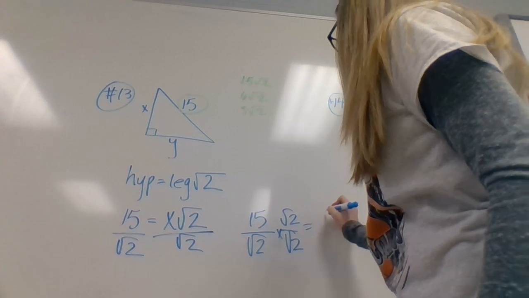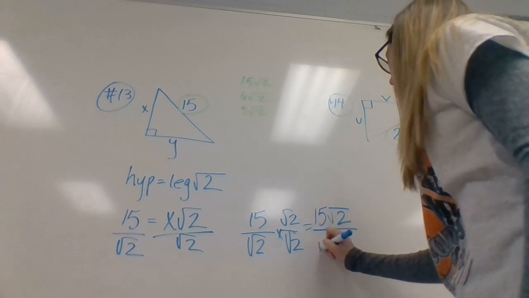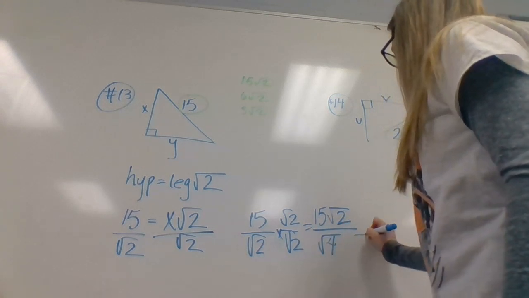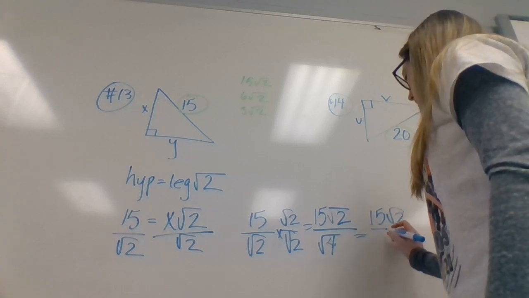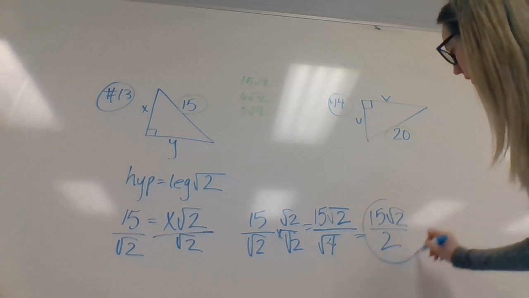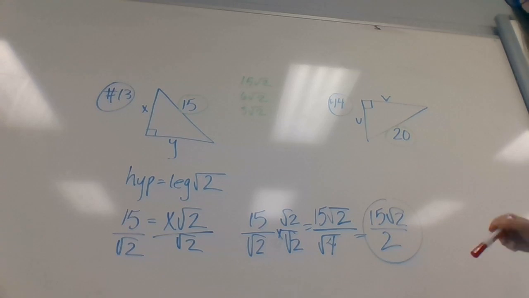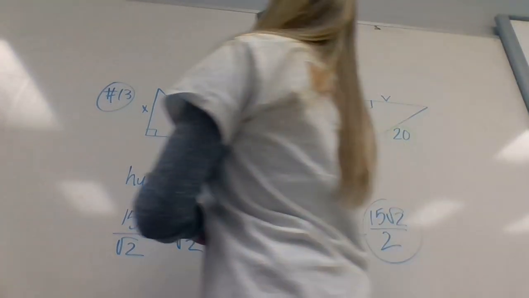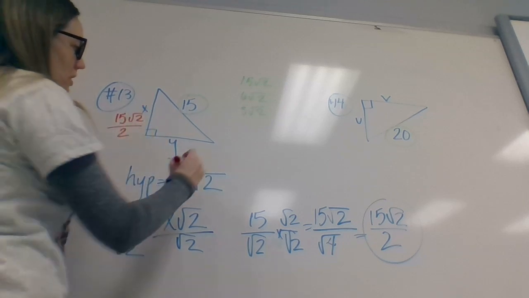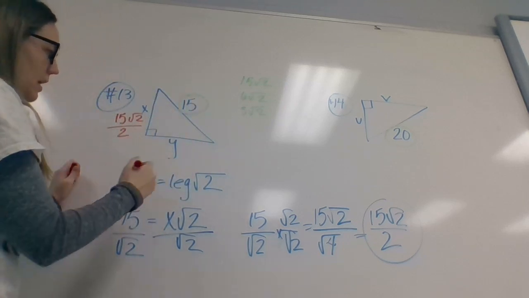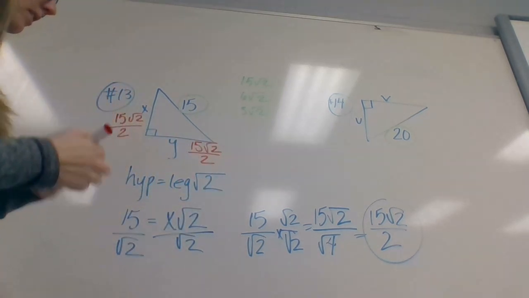So the top is 15 times root 2, so that's just 15 root 2. And then root 2 times root 2 gives me root 4. And I know that the square root of 4 is 2. So in this case, I can stop here, and only because I know, looking at my numbers out here, this 15 and this 2, I can't simplify this anymore. So x is 15 root 2 divided by 2, which also means, because my legs are congruent in this type of triangle, 15 root 2 divided by 2.